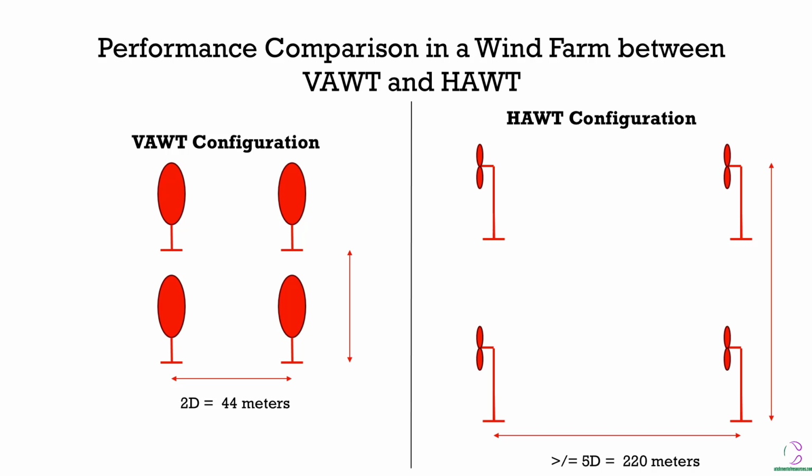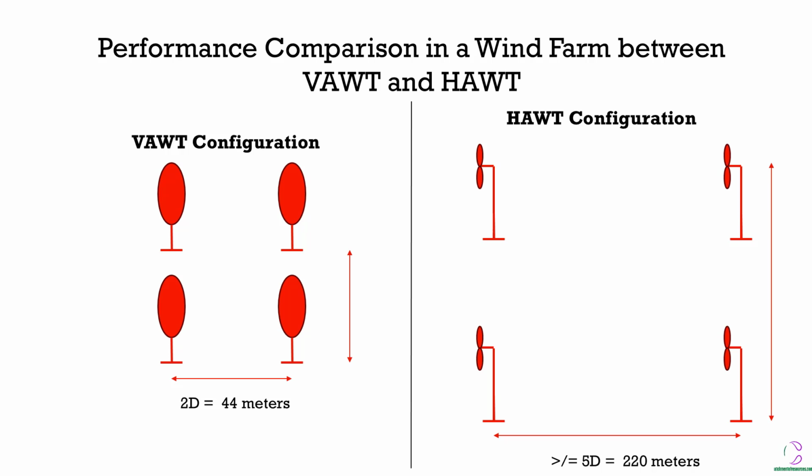So, performance comparison in a wind farm between a VAWT and a HOT. Configuration for a vertical axis wind turbine, typically you are talking about, for that 500 kilowatt wind turbine system that I just identified with those dimensions, a distance of 2D, which is the diameter of the wind turbine system. 2D as the distance. So we are not really considering whether it's crosswind or downwind, or rearranging the orientation of the wind turbines. It's just basically what controls the distance. So we are talking of 2D, which is about 44 meters between wind turbines.